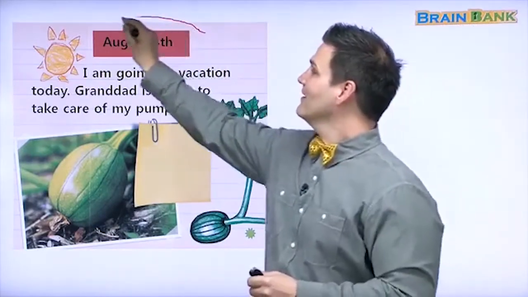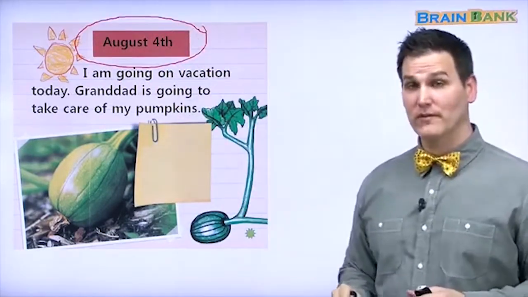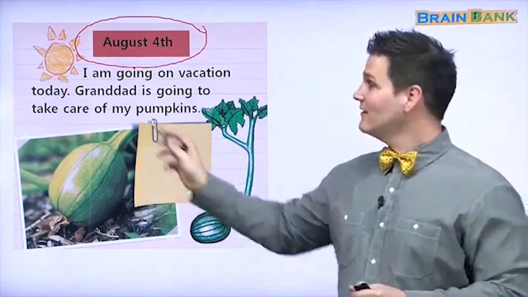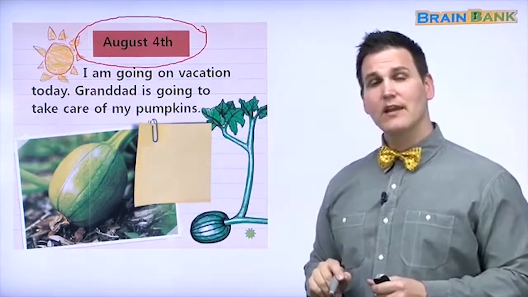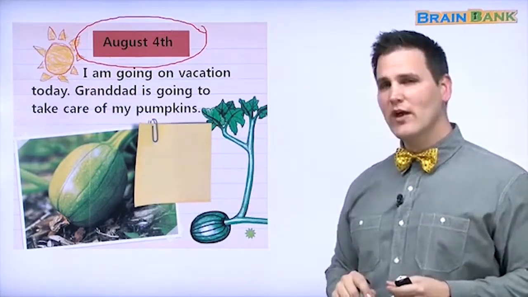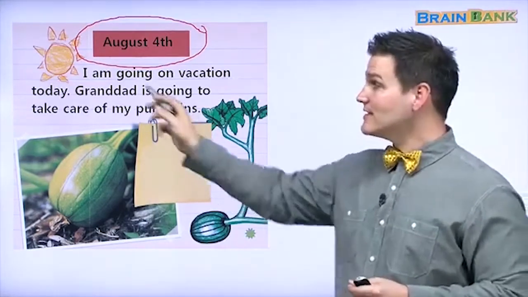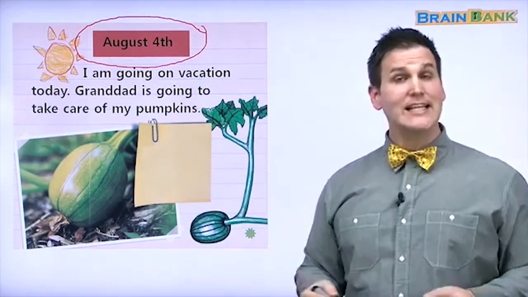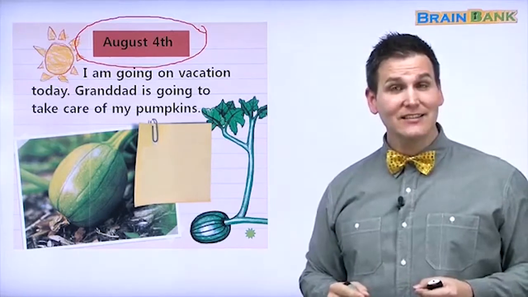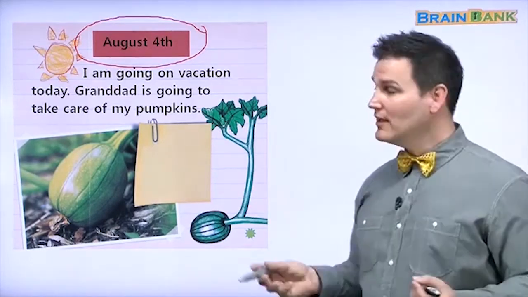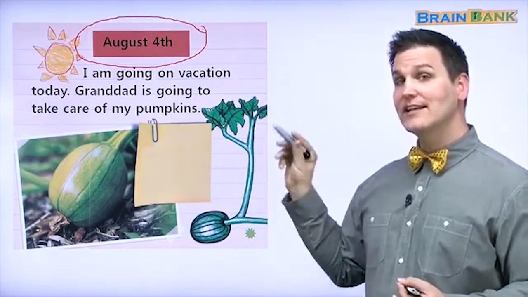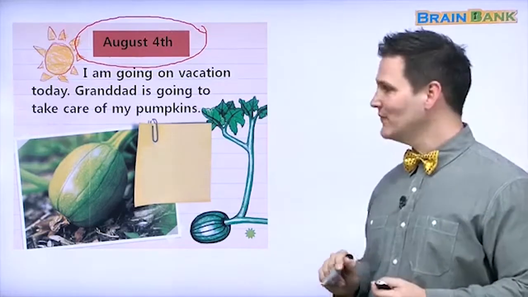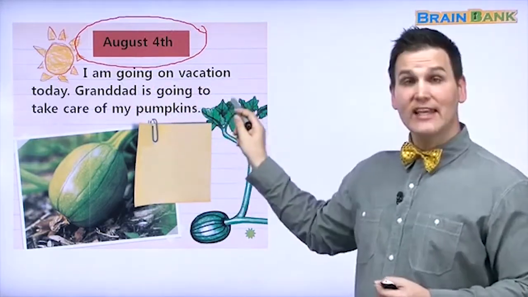On this day, it is August 4th, the next month. And it looks like in August, it is very sunny. In the month of August, how is the weather where you live? Is it sunny? Is it rainy? Is it snowy? Is it cloudy? Is it hot? Is it warm? Is it cold? Here, I think it is sunny and hot. What is the little girl going to do? I am going on vacation today.